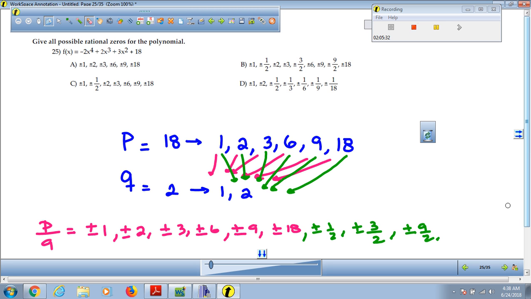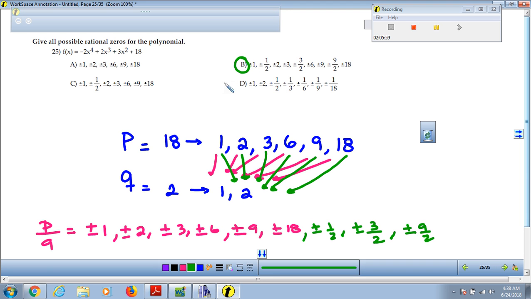So which answer? 9 numbers, but each one is positive and negative, right? So it's more than one. But which one is the right one? B? Yeah, B is the one. So those are the possible rational zeros.